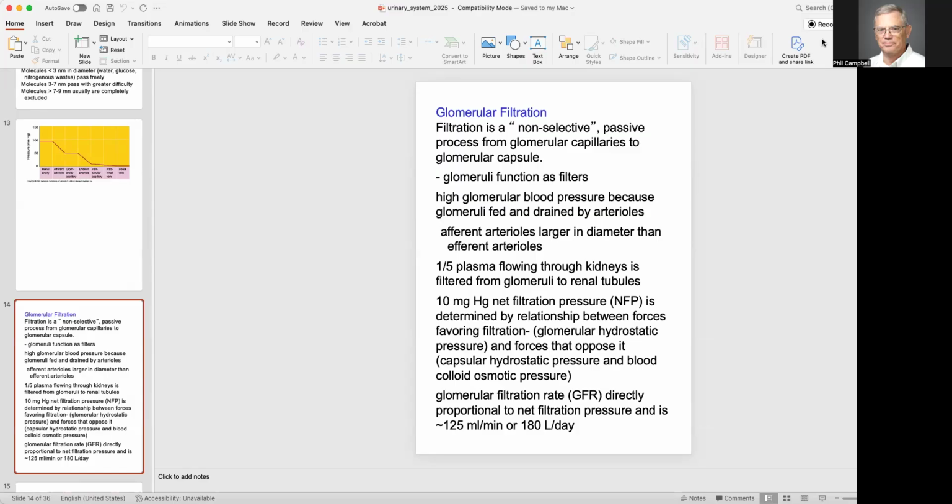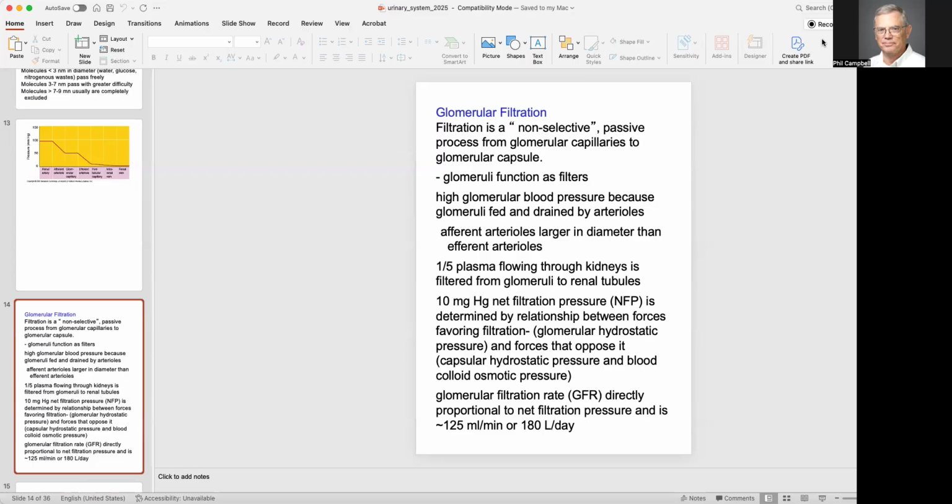We cannot, on a day-to-day basis, affect the surface area. That's fixed, as is the membrane filtration permeability. The only thing that can be varied moment to moment is pressure. Okay, that's the net filtration pressure. The net filtration pressure is a function of the outward forces, which is basically blood pressure, that's at 55 millimeters of mercury, and then resistive forces, which we will talk about in a moment.